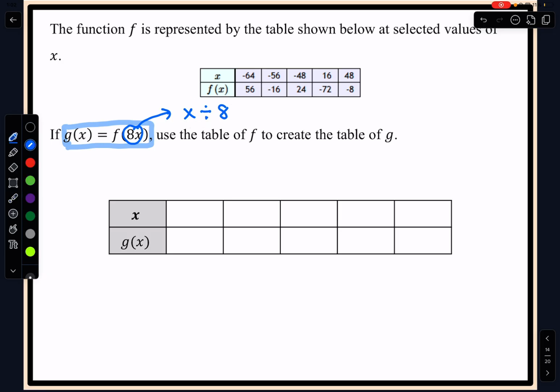So negative 64 divided by 8, that is negative 8. Negative 56 divided by 8, negative 7. Then we have negative 6, positive 2, and positive 6 on the end.